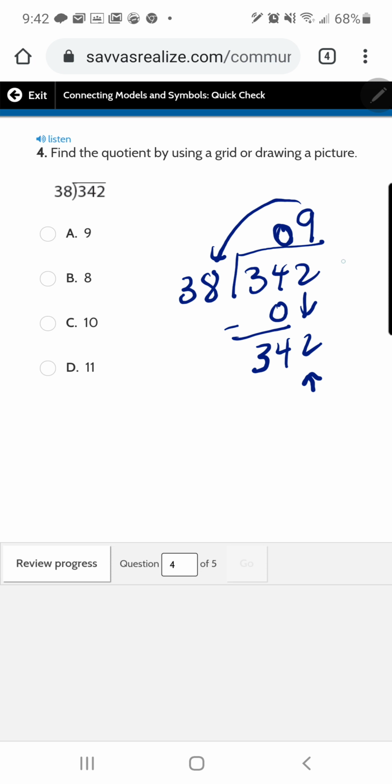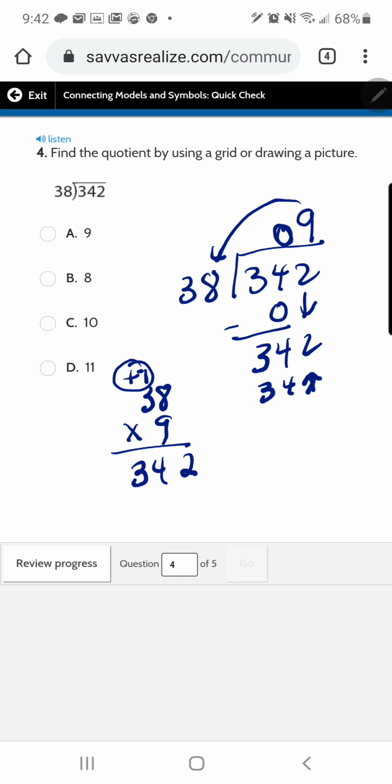So I'm going to multiply right here at the bottom because I don't have any space on the right side. I'm going to say 38 times 9. 9 times 8 is 72. Bring down the 2, carry the 7. 9 times 3 is 27. Plus 7 is 34. So it just works just right. Find the difference and you get 0. So what is the quotient for this problem? The answer is letter A.